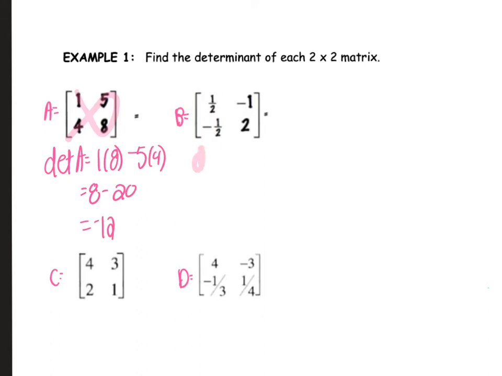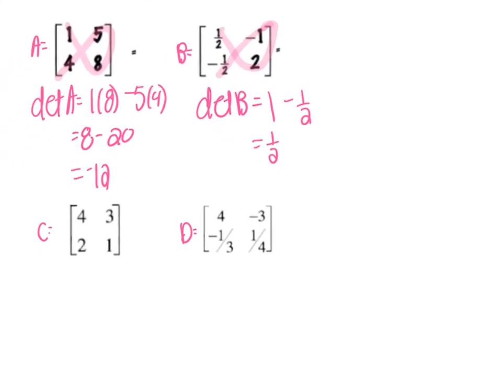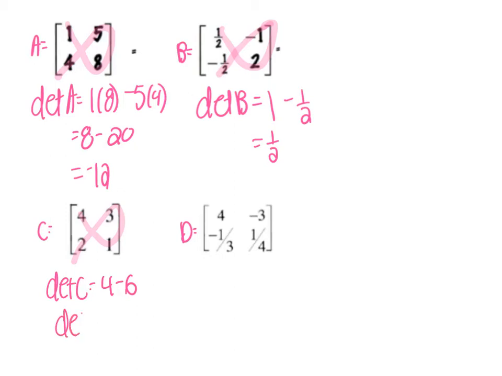Okay. Then let's look at B. I want to find the determinant of B. 1/2 times 2 is 1. So I get a 1 there. Negative 1 times negative 2 is going to be a positive 1/2. So I'm going to subtract the 1/2. So my determinant of B is 1/2. Okay, then lastly, we're going to look at C. So I'm going to do 4 times 1 minus 3 times 2. So that would be 4 minus 6. So the determinant of C is going to be negative 2.